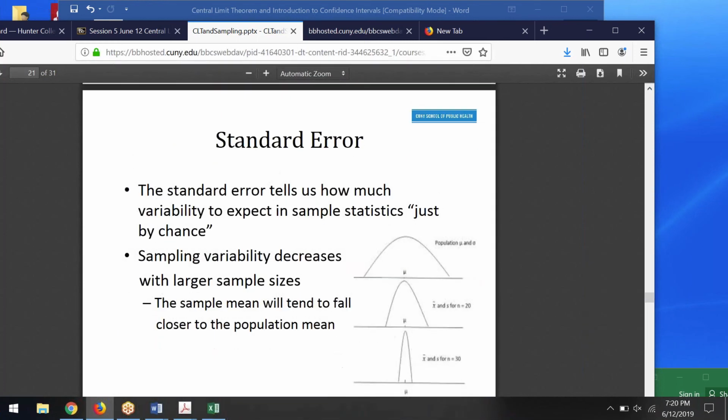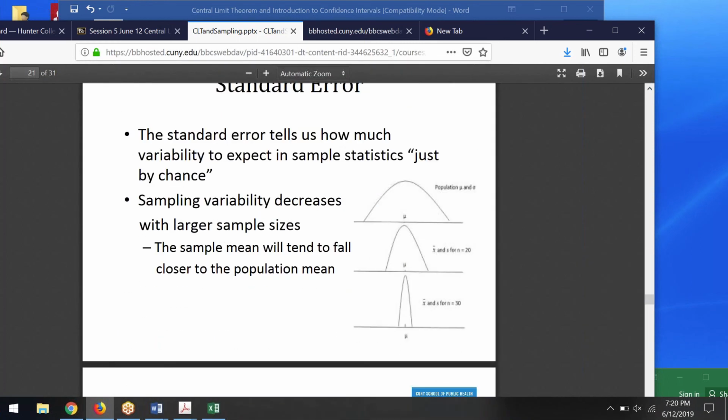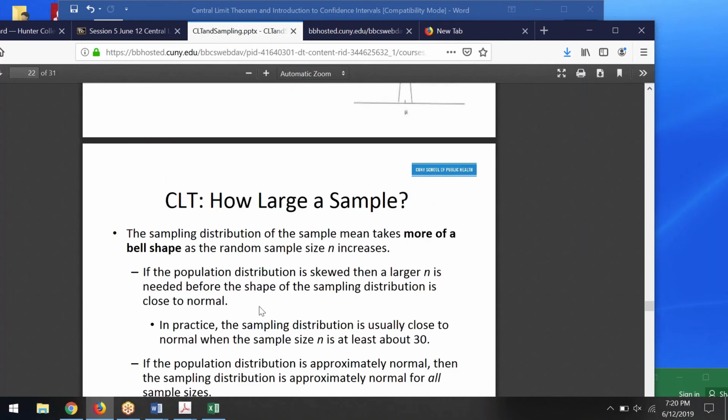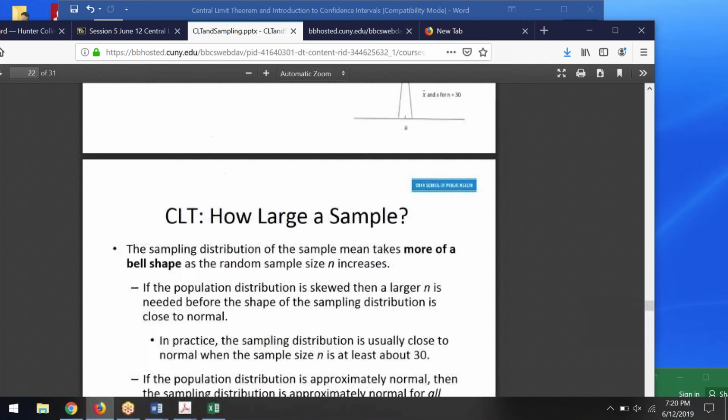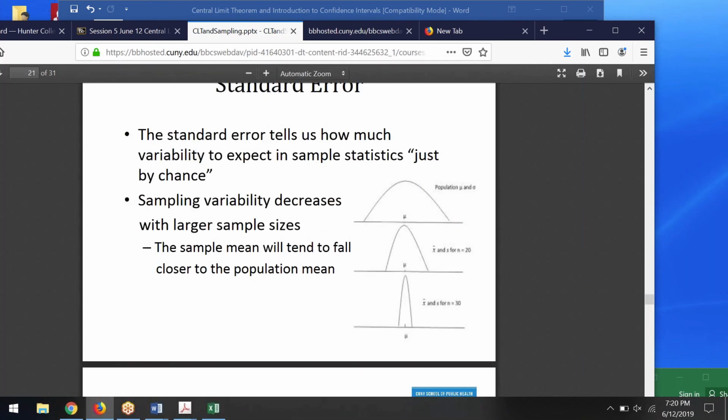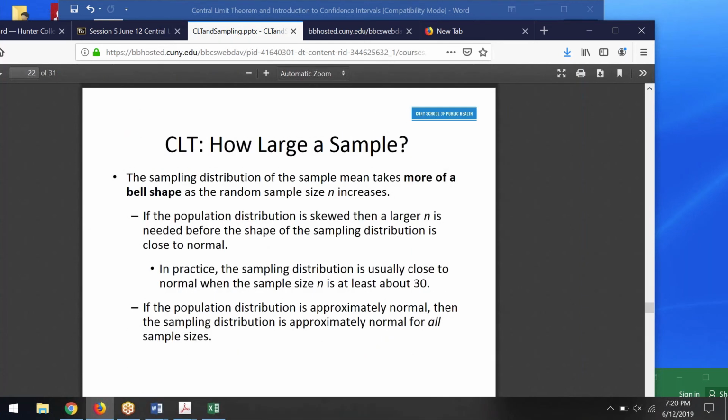Okay, so keep in mind, standard error represents this variability in repeated samples. So the larger the sample is, the narrower the spread is, the standard error is a smaller number, and the more symmetrical and more normal it is. So we want a big sample. So what is a big sample? How do we define a big sample?